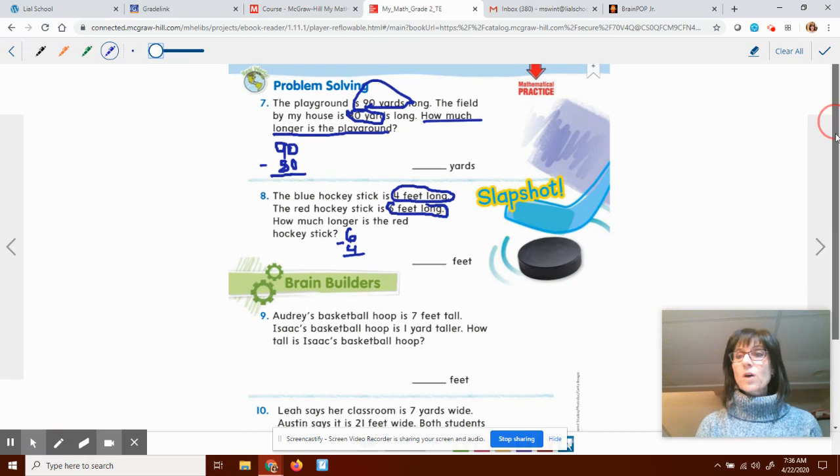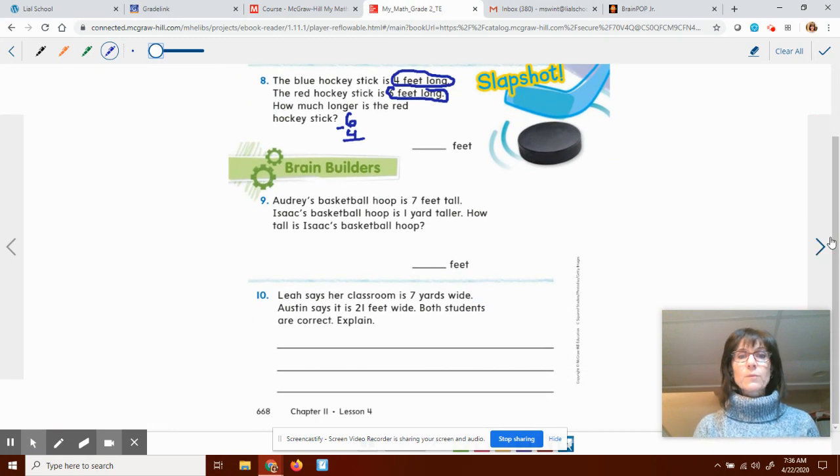Brain, so you guys solve that and put the answer on the line. Brain builders. Audrey's basketball hoop is 7 feet tall. That's going to be important. Isaac's basketball hoop is 1 yard taller. How tall is Isaac's basketball hoop?